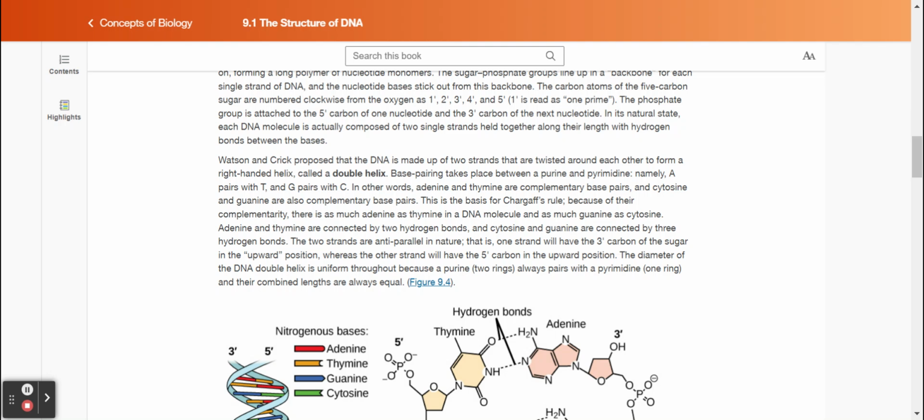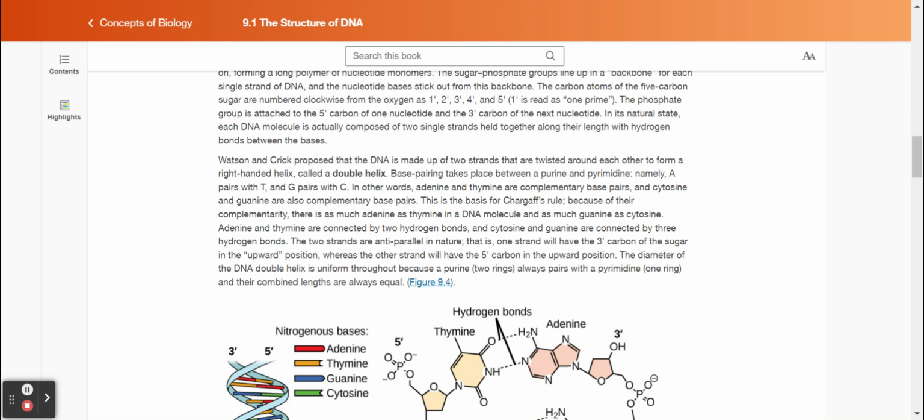Because of their complementarity, there is as much adenine as thymine in a DNA molecule, and as much guanine as cytosine. Adenine and thymine are connected by 2 hydrogen bonds, and cytosine and guanine are connected by 3 hydrogen bonds. The two strands are antiparallel in nature. That is, one strand will have a 3' carbon of the sugar in the upward position, whereas the other strand will have the 5' carbon in the upward position.